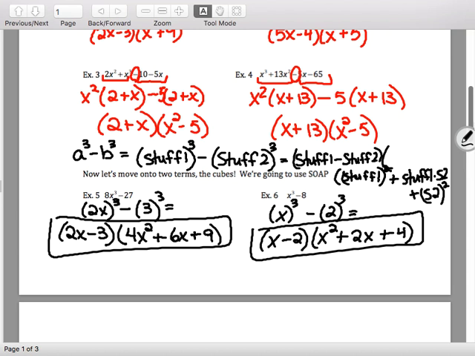And we're going to do 2 more. Where'd you get it from? You remember, it's the second stuff squared. So 2 squared is 4.